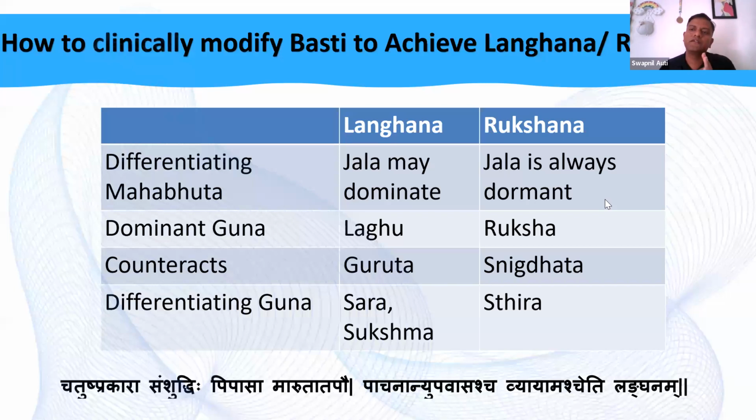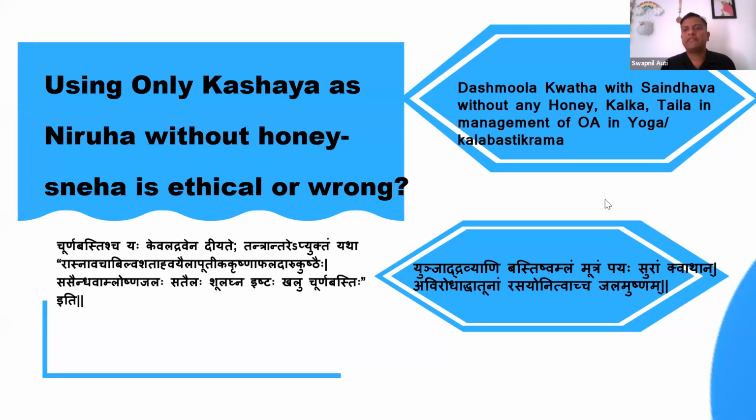It will be rukshan only if you are taking some efforts to make it ruksha and to cause multiple vega. If you are achieving only one or two vega, the basti is generally langhan. So dashmula basti, what we generally use, is a langhan type of therapy. And if you are doing it repeatedly, it will cause laghuta in the body. If you are following a pattern like one anuvasana, three niruha, it will definitely cause laghuta in the body. But to achieve the rukshata, you should give more strength or tikshnata to the basti. Now, I have seen some practitioners using only kashaya in the basti, nothing else. Only kashaya and saindhav they add, okay?